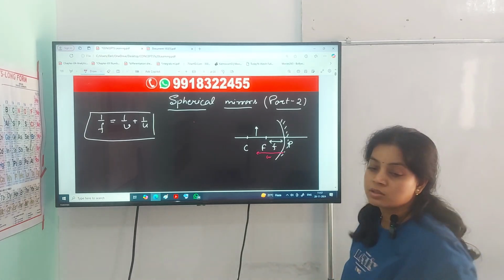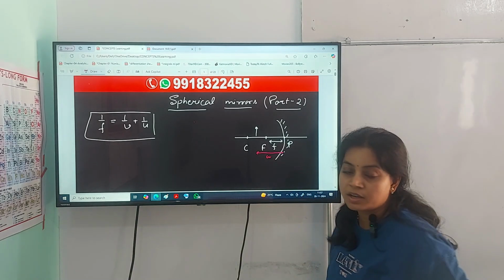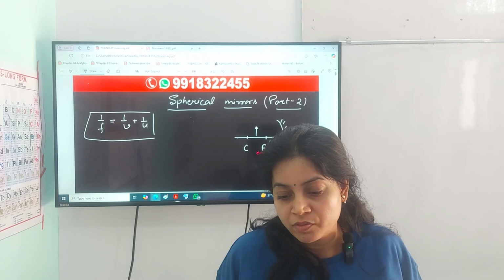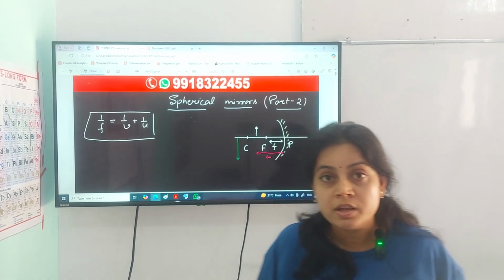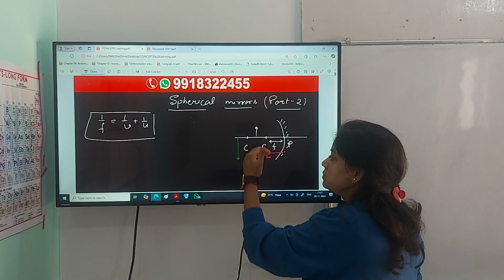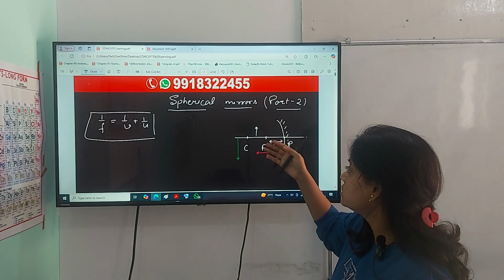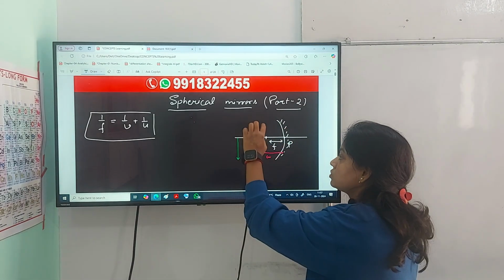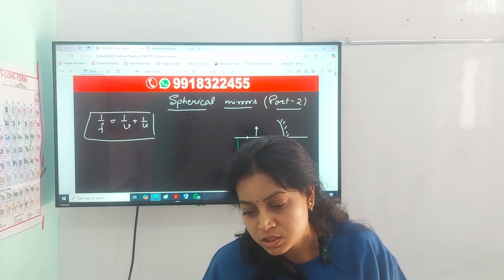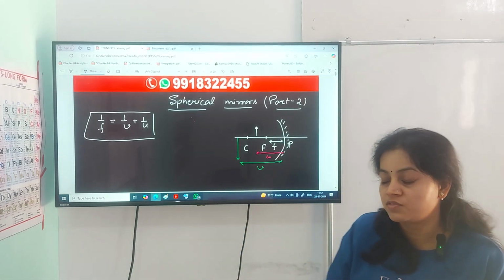What is the image distance, v? Where will the image be formed? If the object is between C and F, you have seen in the ray diagram that the image is formed beyond C, and it will be real and inverted. Inverted means when the object is above the principal axis, the image will be below the principal axis, right? So a real image is always inverted. The object is like this, then the image will be like this. So what is v? v is the distance from image to pole. So this is v.